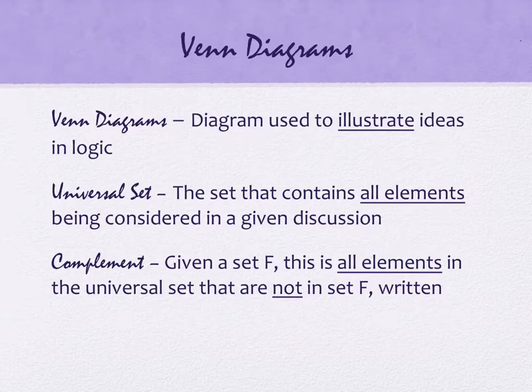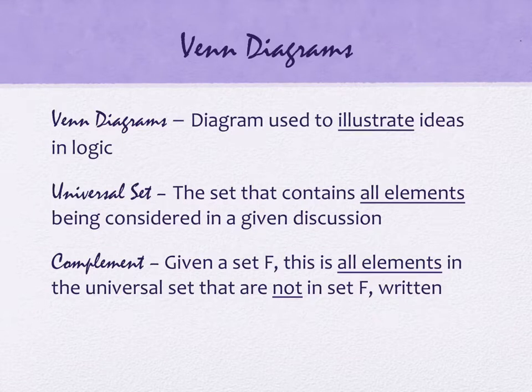In the Venn diagrams, there's a few things to be aware of. The first one is called a universal set. The universal set is the set that contains all the elements that are being considered in a given discussion. So, for example, if the discussion were about people I'm taking on vacation, we don't need to consider you guys because you're not coming on vacation with me, right? You're not elements of the set, so you wouldn't be in the universal. So it's whatever's being discussed or being considered in the argument.